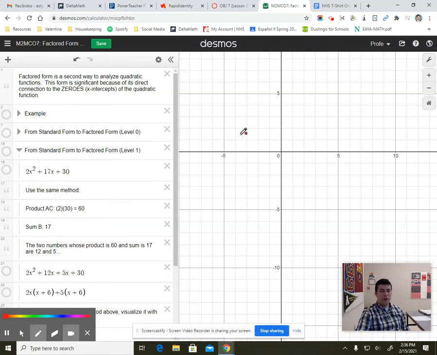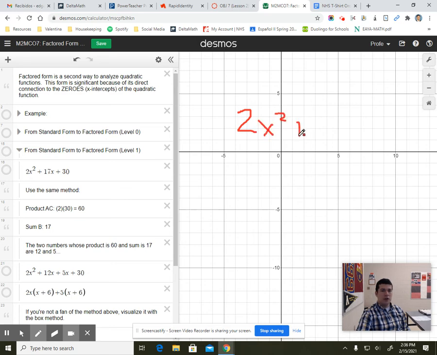So let's check this out. What if my a value is not equal to 1 and I want to factor a quadratic? So let's factor the quadratic 2x squared plus 17x plus 30 using the AC method. All right, so I'm going to set up a couple of things.